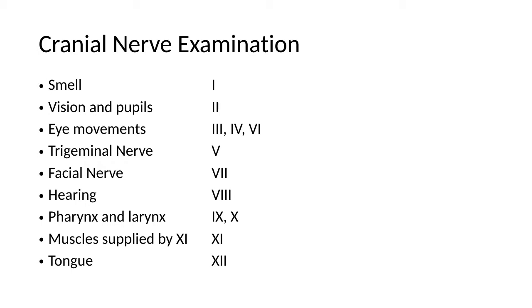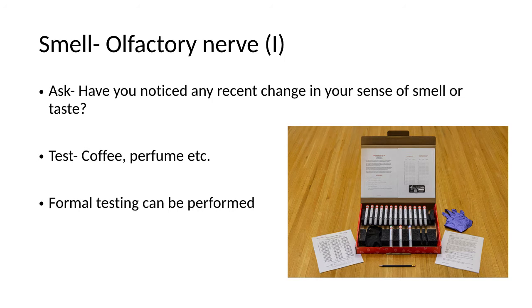Now, we're going to move through the cranial nerve examination in the order of the cranial nerves. So first off, the olfactory nerve. In general clinical practice, all you're really going to have to do is ask them if they've noticed a recent change in their sense of smell or taste, because your sense of taste is about 80% made up of your sense of smell. So often they'll notice a change in their taste first rather than their smell, but often that's all you need to do.